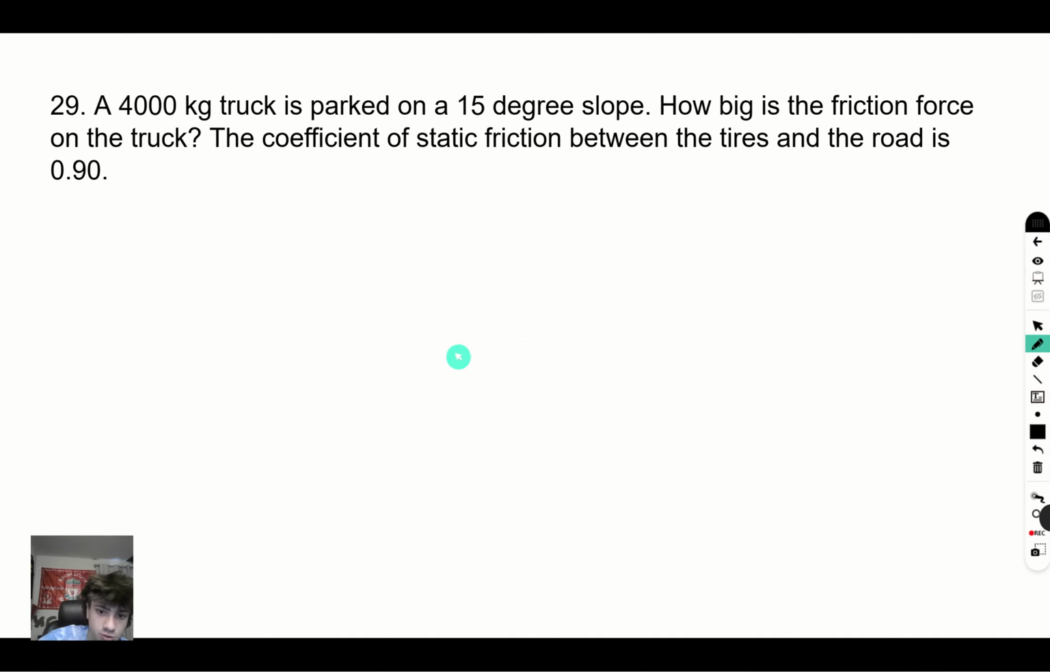Alright, so let's draw our free body diagram. Here we have our slope. Here's our truck. There's gravity acting on this truck, and there's also friction parallel to the road that is keeping it from sliding down.